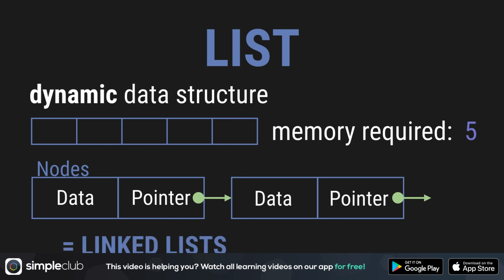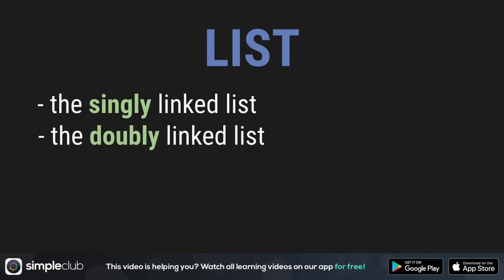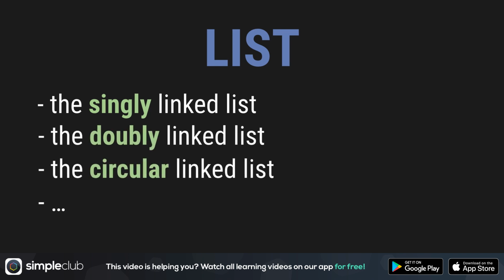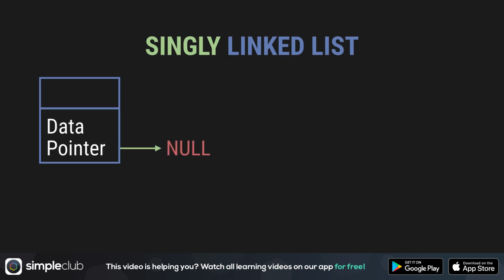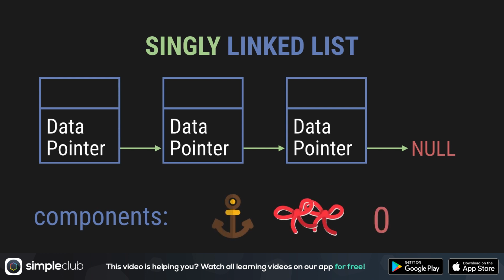There are actually a few different types of these lists: the singly linked list, the doubly linked list, the circular linked list, and so on. For now, we'll deal with the singly linked list. A singly linked list can be empty or it can be made up of various elements with pointers pointing to additional elements. But in a bit more detail, a singly linked list should have the following elements: an anchor, one or more nodes, and a null terminator.